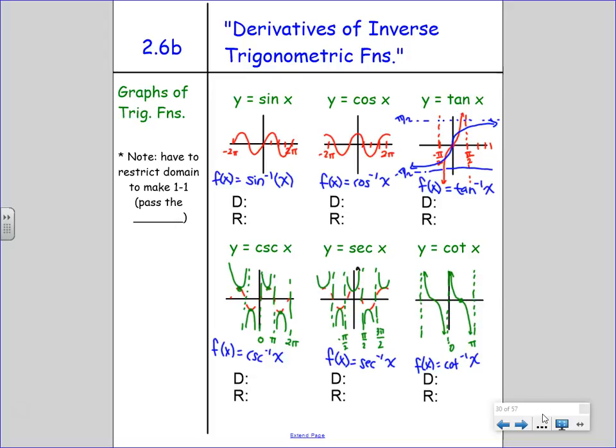Sine starts in the middle, cosine starts at the top. Tangent straddles the origin, asymptotes at negative pi over 2 and pi over 2. Cosecant bounces off of sine, secant bounces off of cosine. Cotangent, well, it's a little fun.